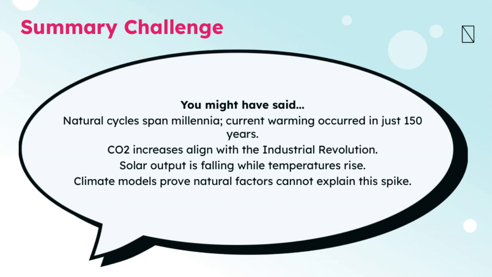A strong GCSE answer might say, scientists know current warming is anthropogenic because natural cycles, such as Milankovitch cycles, happen over thousands of years, while modern warming has happened very rapidly since the Industrial Revolution. Carbon dioxide levels have risen sharply as fossil fuel use has increased. Solar output cannot explain the warming because temperatures have continued to rise even when solar output has not. Climate models also show that natural factors alone cannot explain the current temperature increase. That answer is strong because it compares natural and human causes and uses evidence.